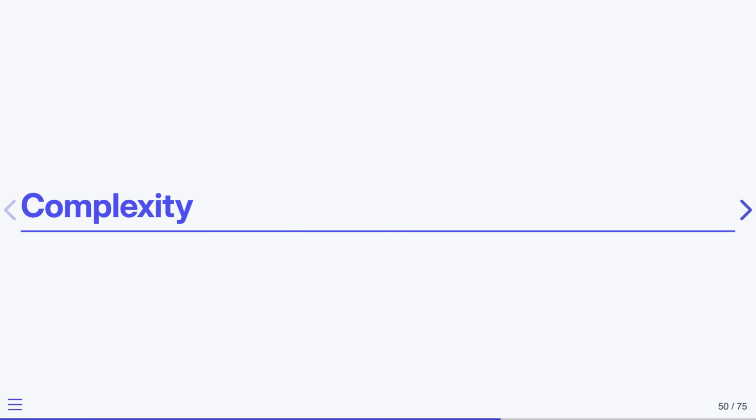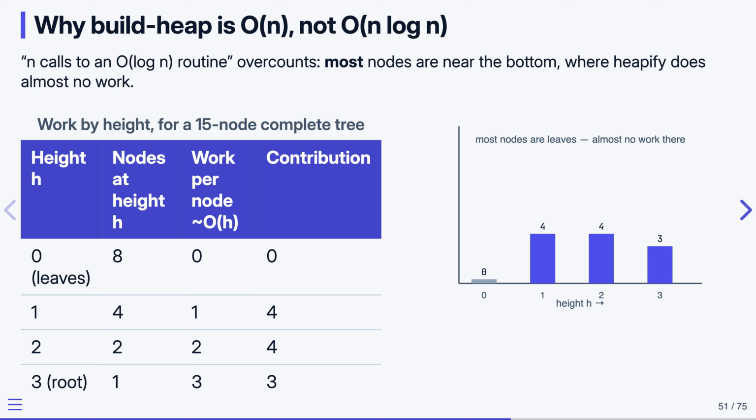We have all the operations now. Let's step back and look at the cost of each one. The next slides put real numbers on why heaps are fast. Build heap looks like n calls to a big O of log n routine. That would be big O of n log n, but that count is too high. Most nodes are near the bottom, where heapify does almost no work.